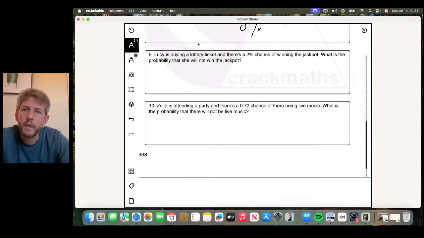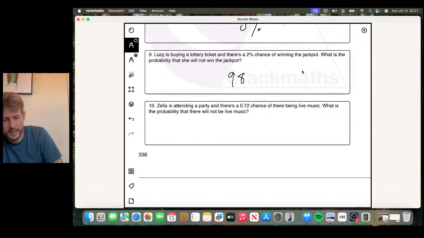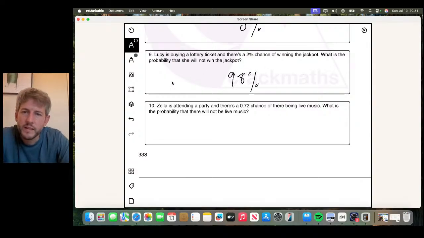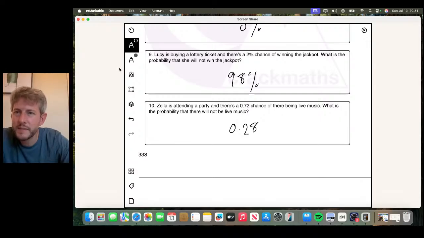Question 9. Lucy is buying a lottery ticket and there's a 2% chance of winning the jackpot. That's a pretty good chance. What is the probability that she will not win the jackpot? That's 98%. Zella is attending a party where there is a 0.72 chance of there being live music. What is the probability that there will not be live music? That would be 0.28.